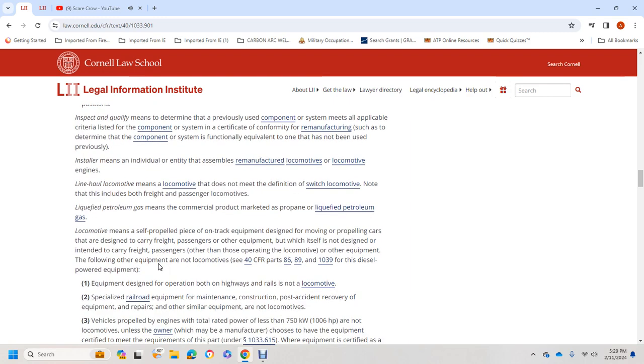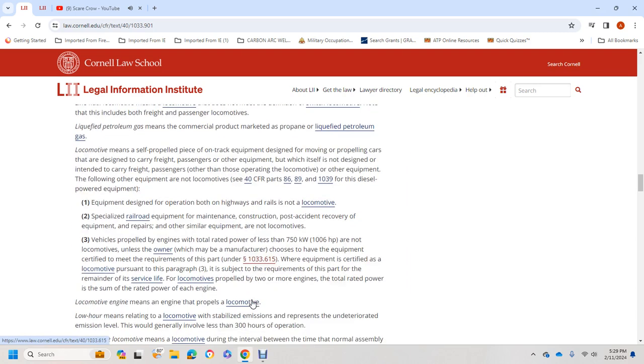Locomotive means a self-propelled piece of on-track equipment designed to move other equipment, or a propelled car that is designed to carry freight, passengers, or other equipment, by itself. It does not include equipment not designed or intended to carry freight or passengers other than for operating a locomotive. The following equipment is not locomotives: see 40 CFR 86, 89, and 1039 for diesel-powered equipment. Equipment designed to operate both on highways and rails is not a locomotive. Specialized railroad equipment for maintenance, construction, post-accident recovery, and repairs, and other similar equipment, are not locomotives.